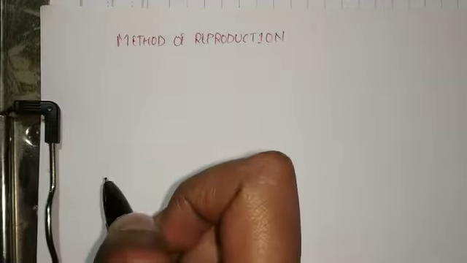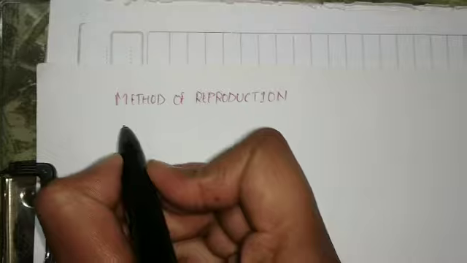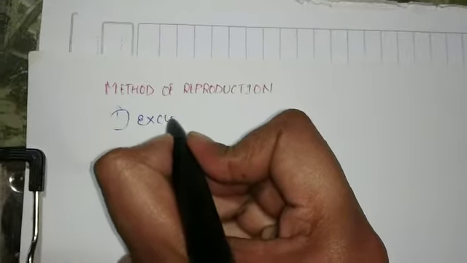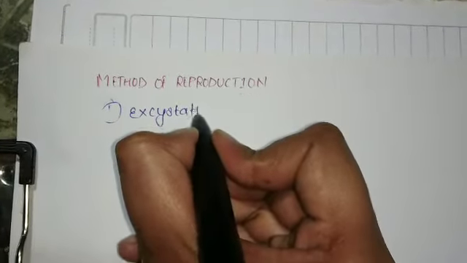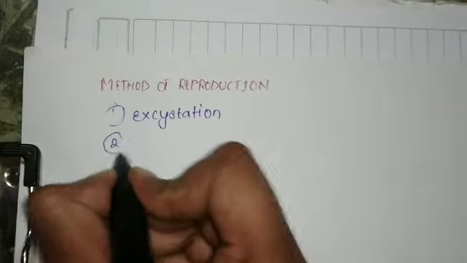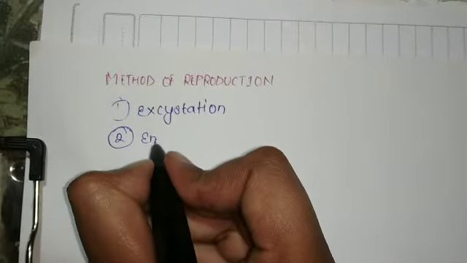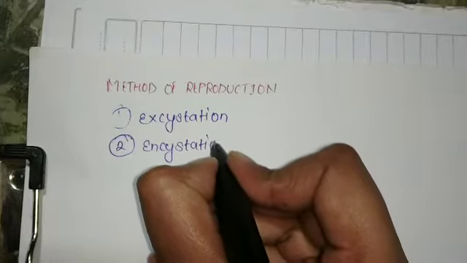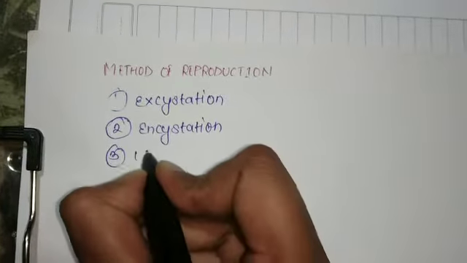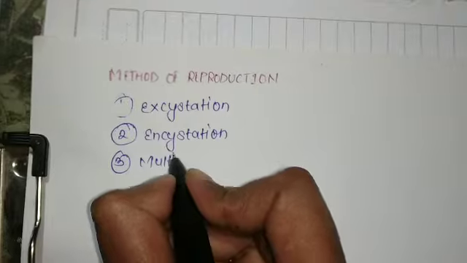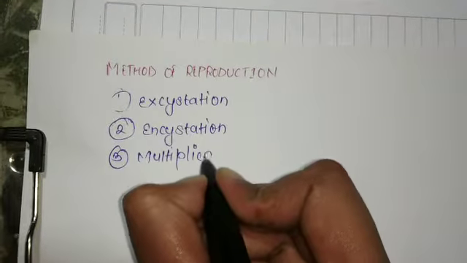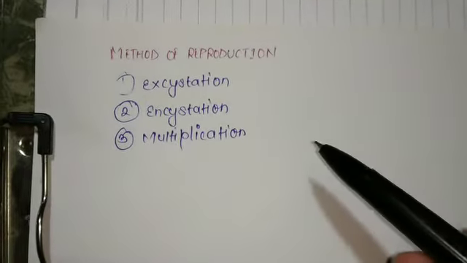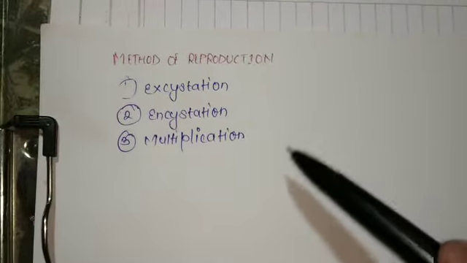Actually, the method of reproduction consists of three main steps. First is excystation. Second, encystation. And third is multiplication. These are the three main steps where the process of amoebiasis takes place.